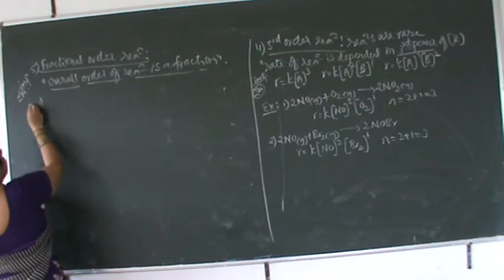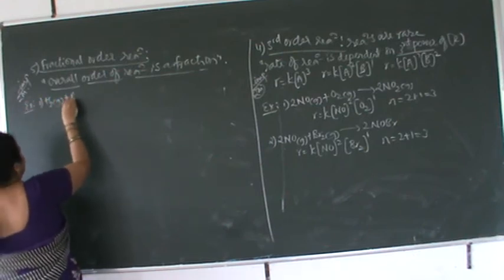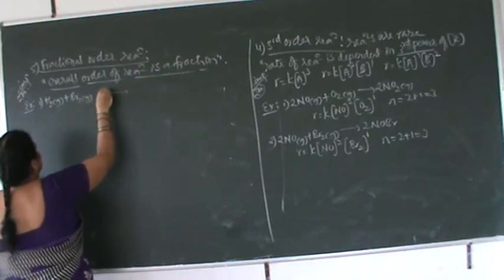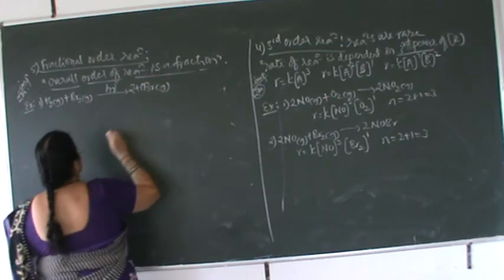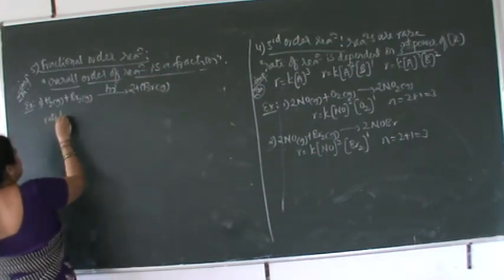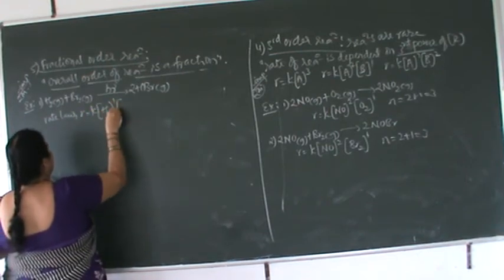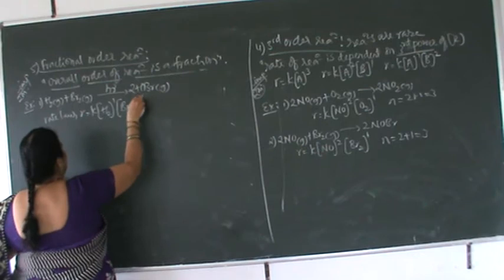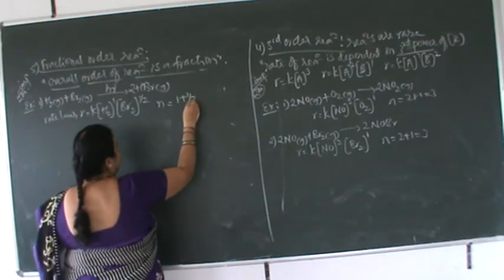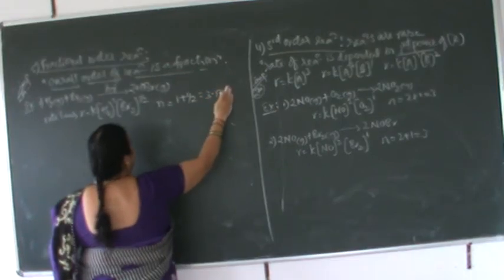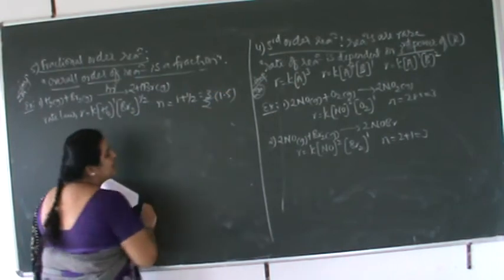Then example first one. H2 gaseous plus Br2 gaseous in presence of h nu giving 2HBr gaseous. I will give you the rate law, just you write the order. R is equal to K into [H2] raised to 1 into [Br2] raised to half. n is equal to 1 plus half is equal to 1.5. 3 by 2, or fractional order will be 1.5.